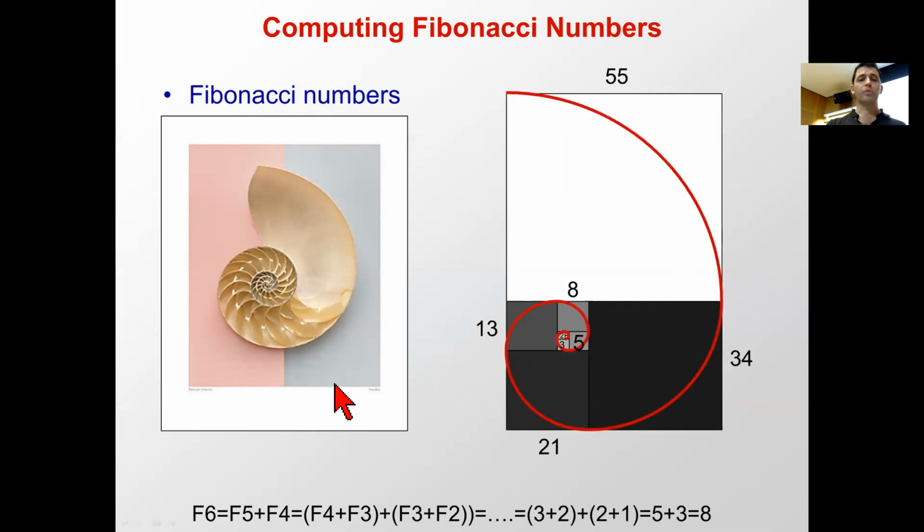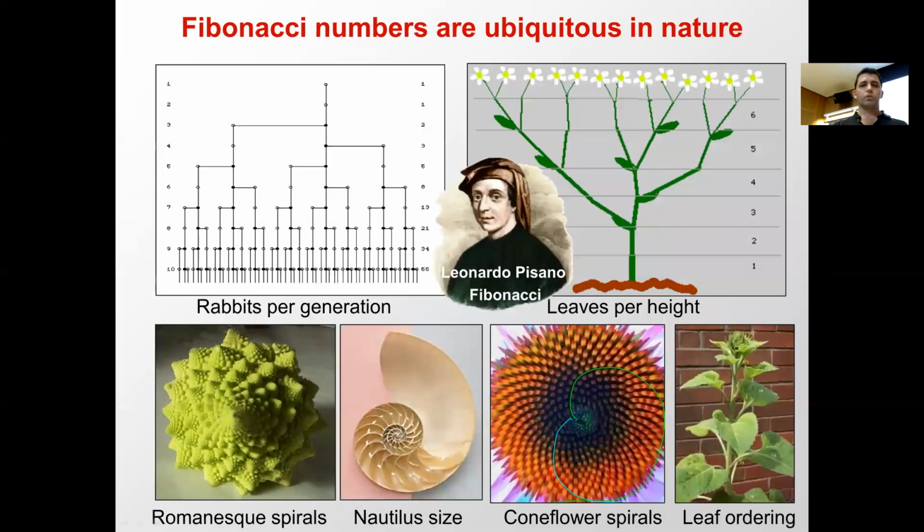Okay? So Fibonacci numbers explain exactly that progression by expressing the 6th Fibonacci number as simply the sum of the 5th and the 4th Fibonacci number. Okay? Everybody with me so far? So they were first proposed by Leonardo Pisano Fibonacci, who obviously lived in Pisa in the 12th century.